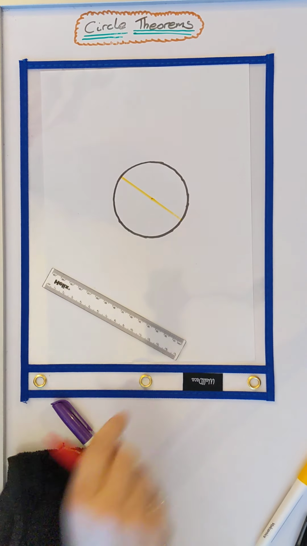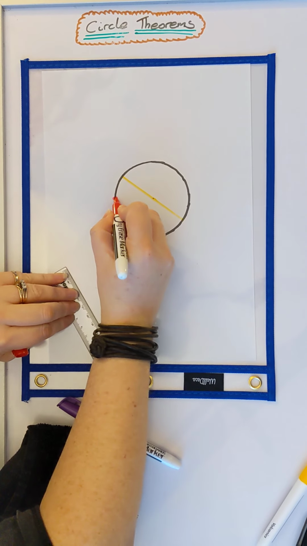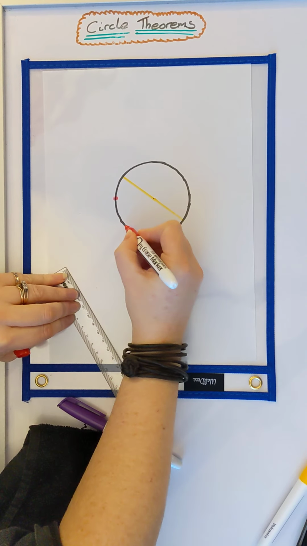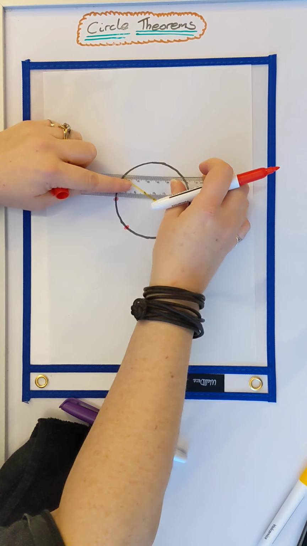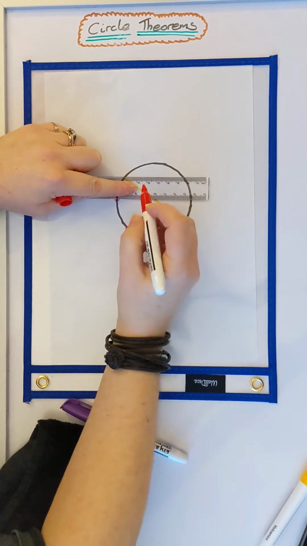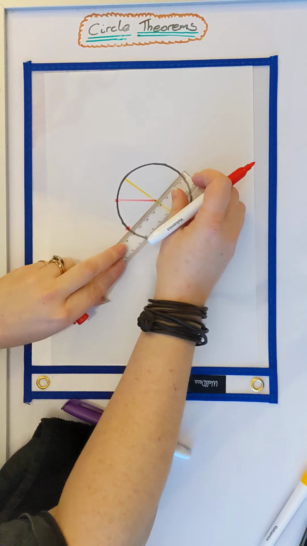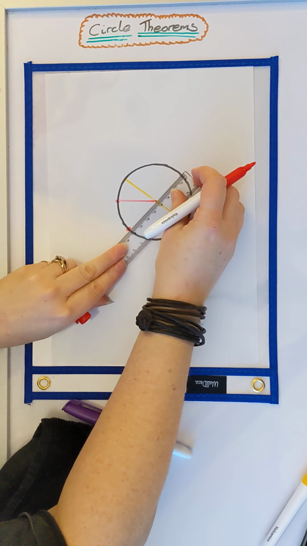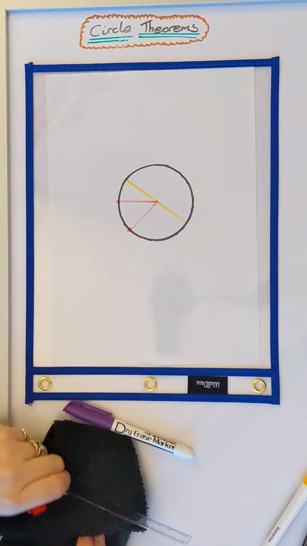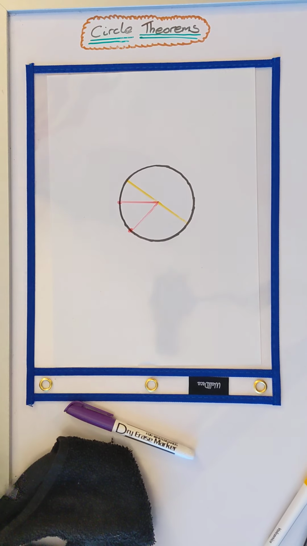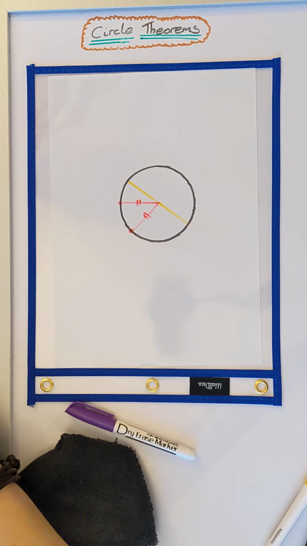We also know we can draw multiple radii to any point on the outside of a circle. So if I have a point here and a point here, from the centre to that point is a radius. From the centre to the other point is also a radius. And all radii are the same length for the same circle. So that tells us that that and that are the same length.